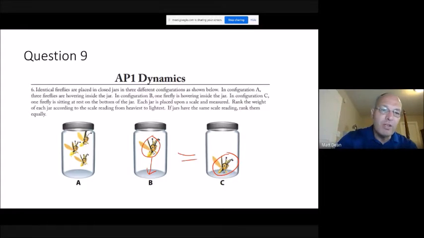This one has 3 fireflies all pushing down. That air is going to be pushing down on the bottom to keep them up in the air. So it doesn't matter if they're flying or if they're sitting there, they're going to weigh the same. So this one is going to be greater than A, and A is greater than B, which is equal to C.